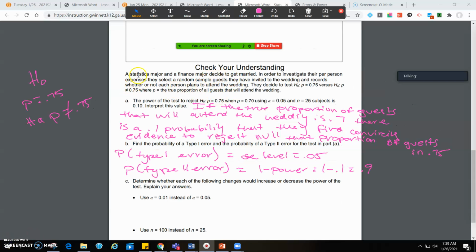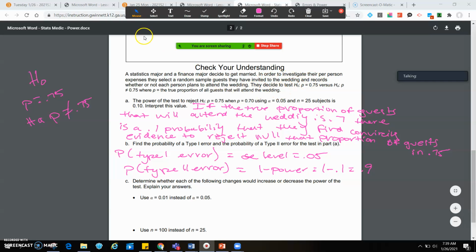On this check your understanding, a statistics major and a finance major decide to get married. In order to investigate their per person expenses, they select a random sample of guests they invite to the wedding and record whether or not each person plans to attend. They decide to test H0: P equals 0.75 and HA: P does not equal 0.75. The power of the test to reject H0 when P is 0.7, using an alpha of 0.05 and N equals 25 subjects, is 0.1. Interpret this value. This means if the true proportion of guests that will attend the wedding is 0.7, there is a 0.1 probability that they find convincing evidence to reject the null that the proportion of guests is 0.75.